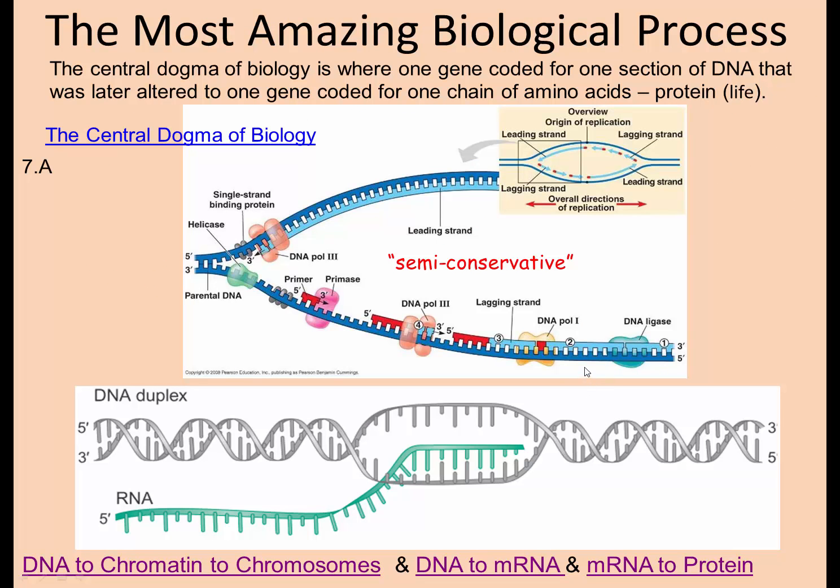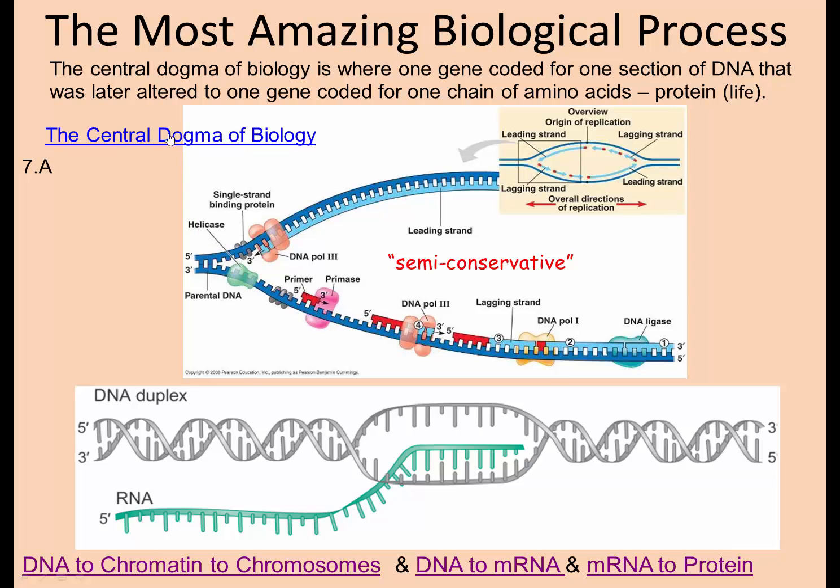The most amazing biological process. This is called the Central Dogma of Biology, how we take DNA from one gene and copy it to DNA of another gene. It is called semi-conservative. If you notice, this one actually just gets directly copied, and then this one gets reverse copied. And I'll talk about that later.